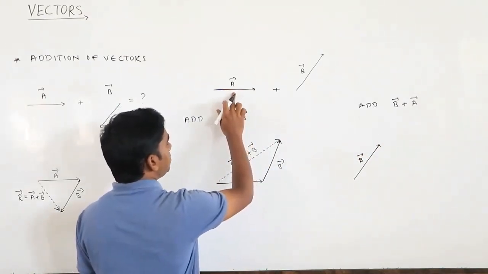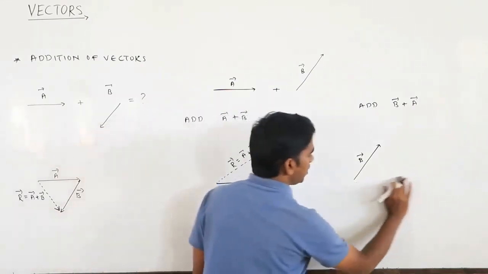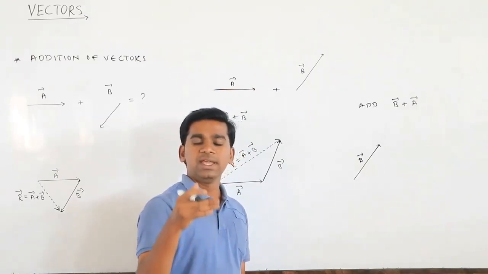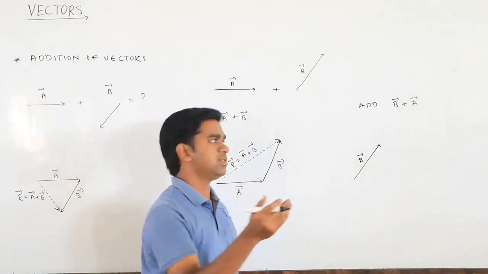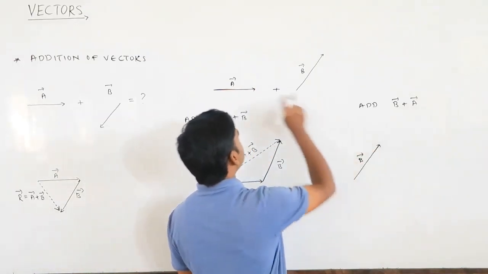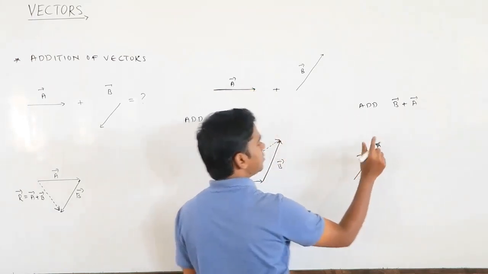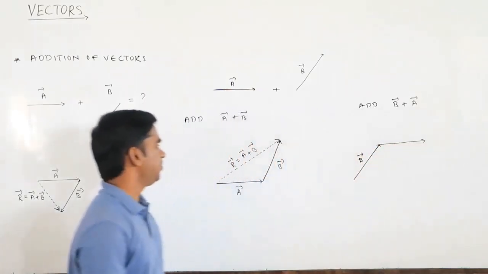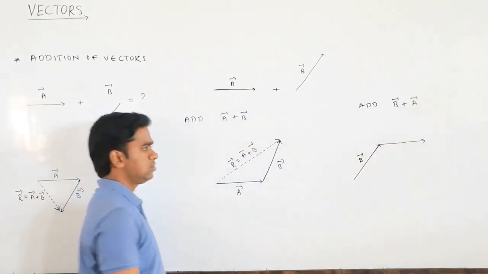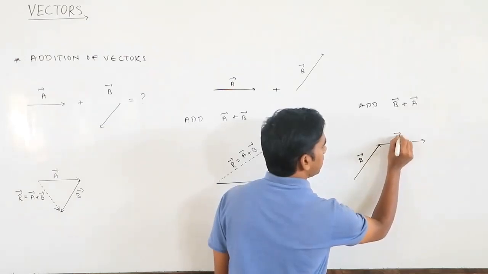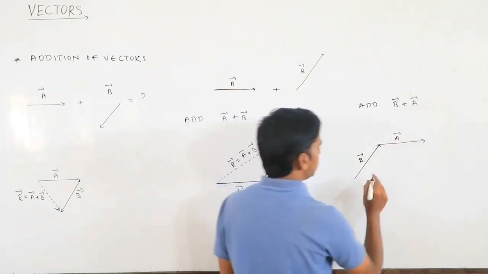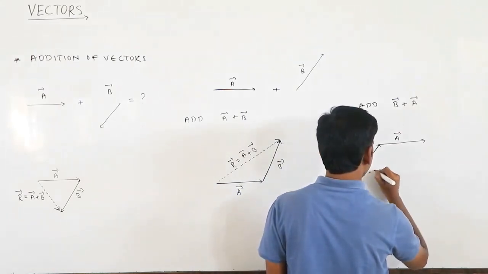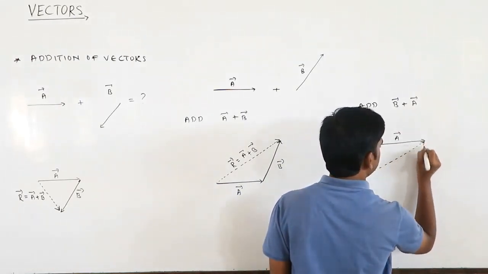Now this A you should not draw here. Where do you have to draw it? What is the rule? The second vector should be drawn such that its tail joins the head of the first vector. The head of the first vector is here, so join its tail to the head. This is going to be your second vector. This is A, this is B. So what is the resultant? The resultant is going to be this one. This is the resultant.